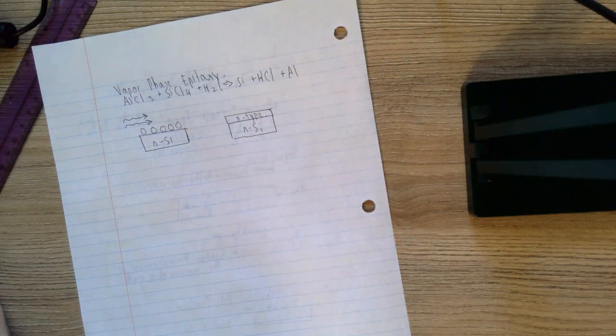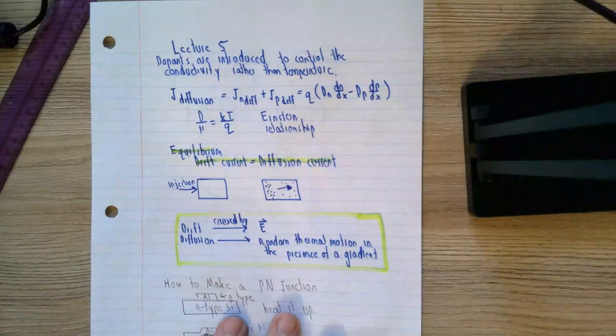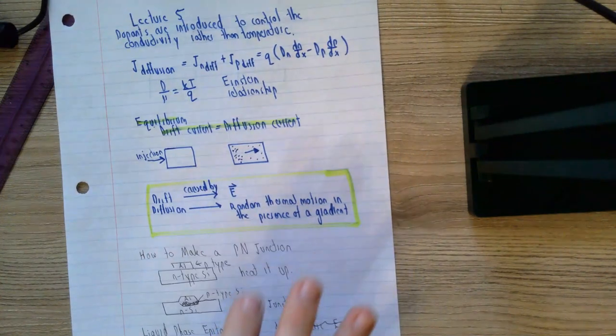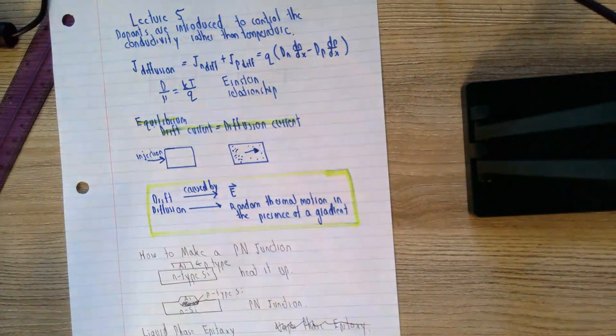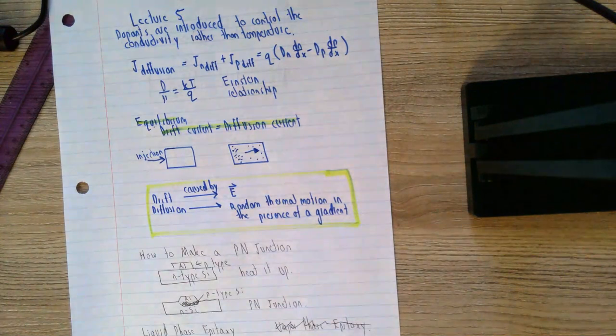So that covers lecture 5, and the main takeaways was just how the p-n junction formed. Drift is caused by our electric field, and diffusion is due to the random thermal motion due to the concentration gradient. Okay, now that we talked about that, let's get into lecture 6.